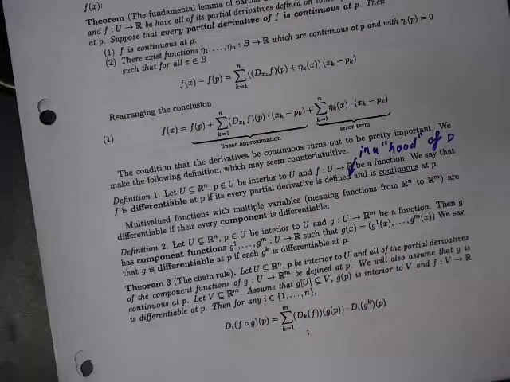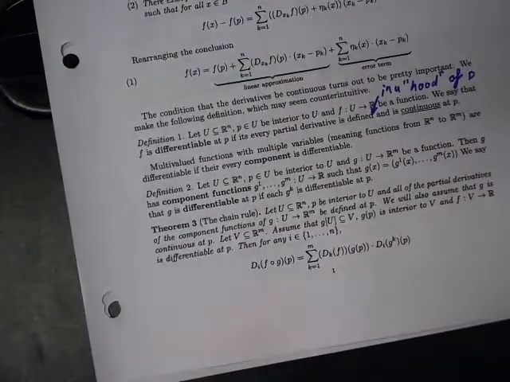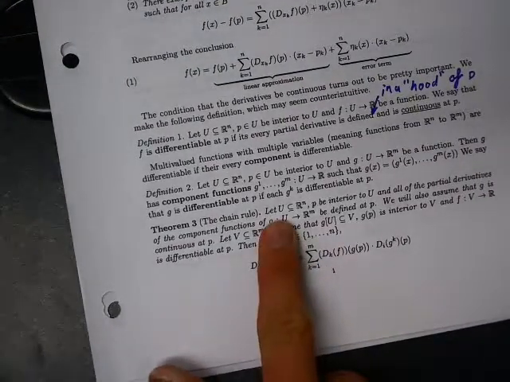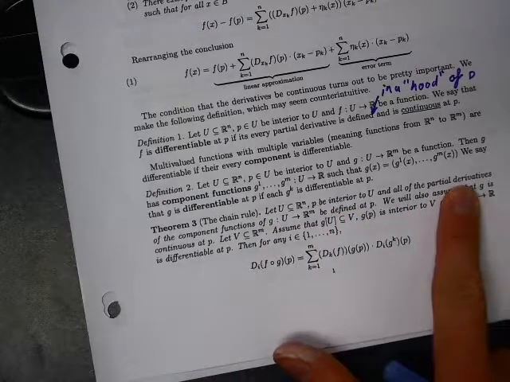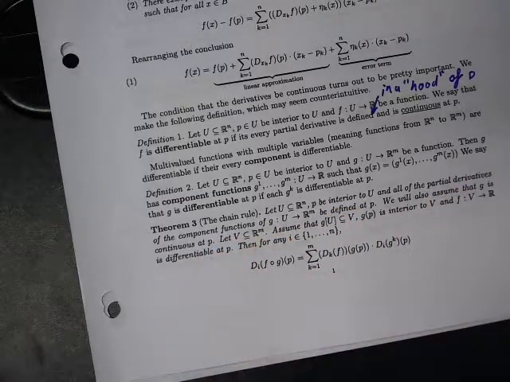So here's the theorem that I want to prove, the chain rule. Let U be a subset of Rn, let P be a point interior to U. Let's have all of the partial derivatives of all of the component functions of G be defined here. So I'm not assuming that G itself is differentiable, it just has derivatives that are defined.